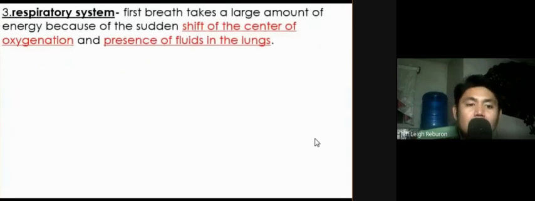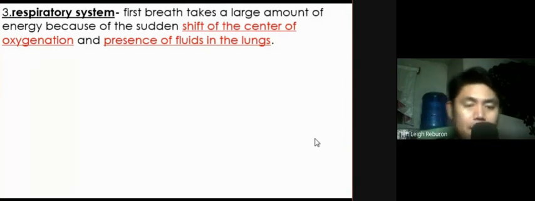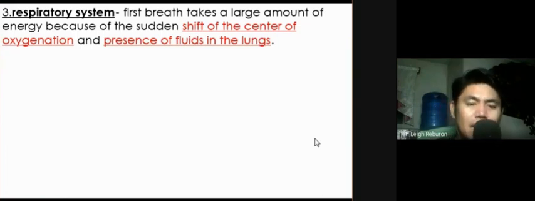Alright. Next, tignan naman natin yung respiratory system ng bata. Now, remember that the first breath of the child or the neonate takes a large amount of energy. So narigat para kanya dati aganges or to initiate the first breath.